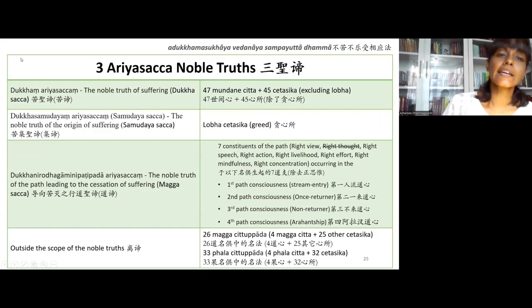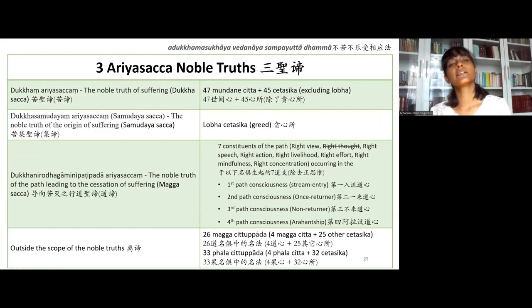So this is the table that summarizes the 3 noble truths that we discussed in the previous slide. So we get three, the dukkha ariya sacca, dukkha sacca, samudaya sacca, and magga sacca. Dukkha sacca classifies the 47 mundane chitta and 45 cetasika, excluding lobha. And samudaya sacca classifies the lobha cetasika. And magga sacca, we get 7 path factors.